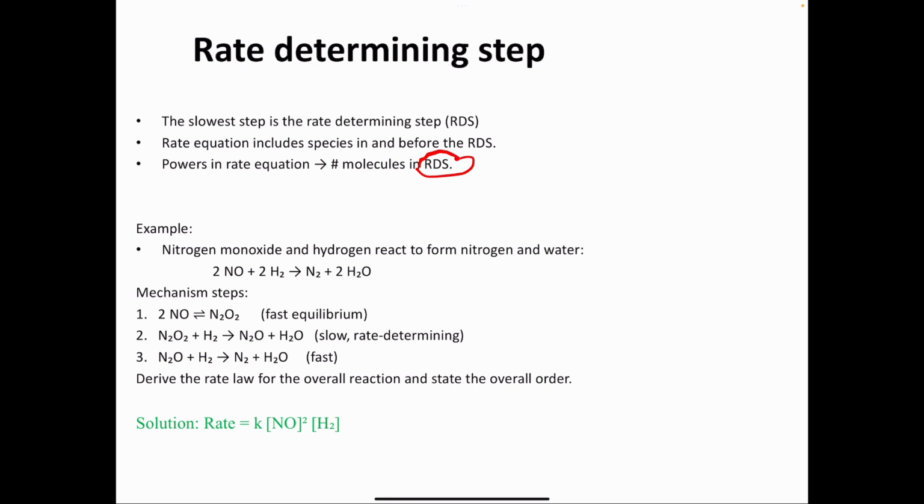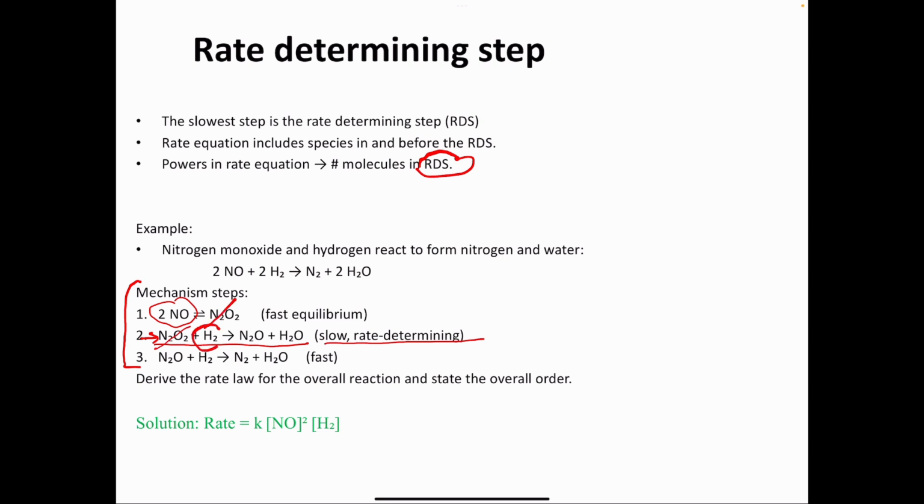Let's look at an example where nitrogen monoxide and hydrogen react to form nitrogen and water. In this reaction, they've given us also the mechanism here. So since this is the slowest step, we assume we're going to use the particles until this step here. So this is the rate determining step, meaning 2 NOs, and these ones cancel with that because they're just part of the intermediate, not part of the reactant.